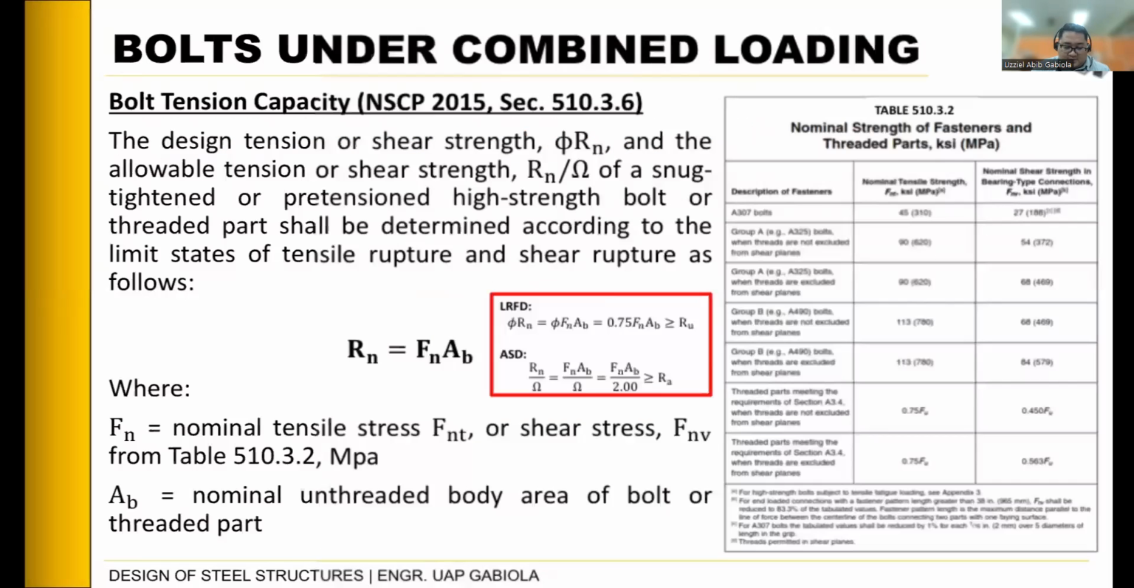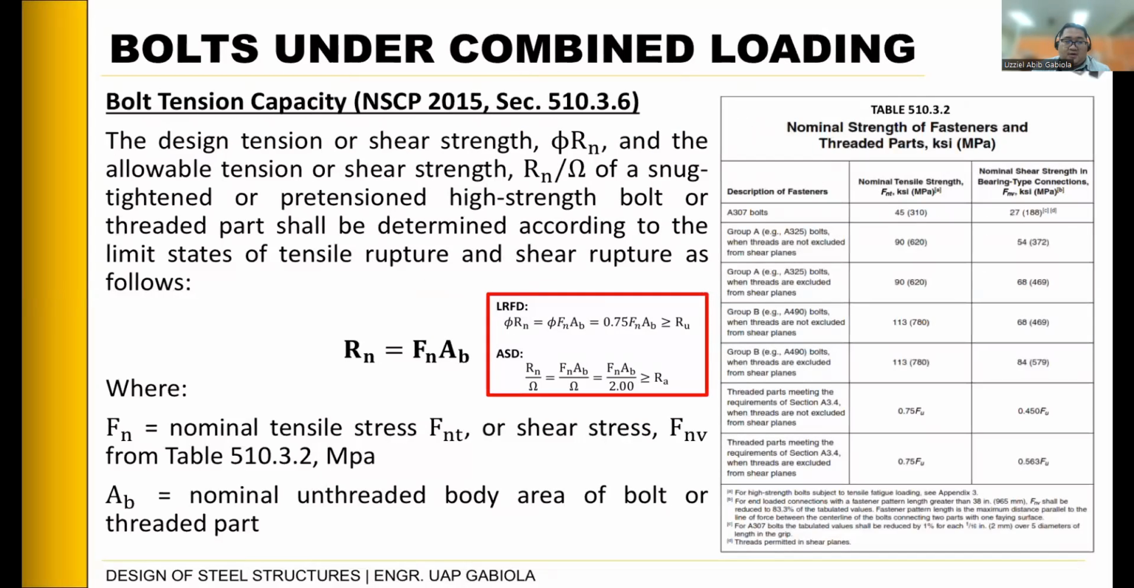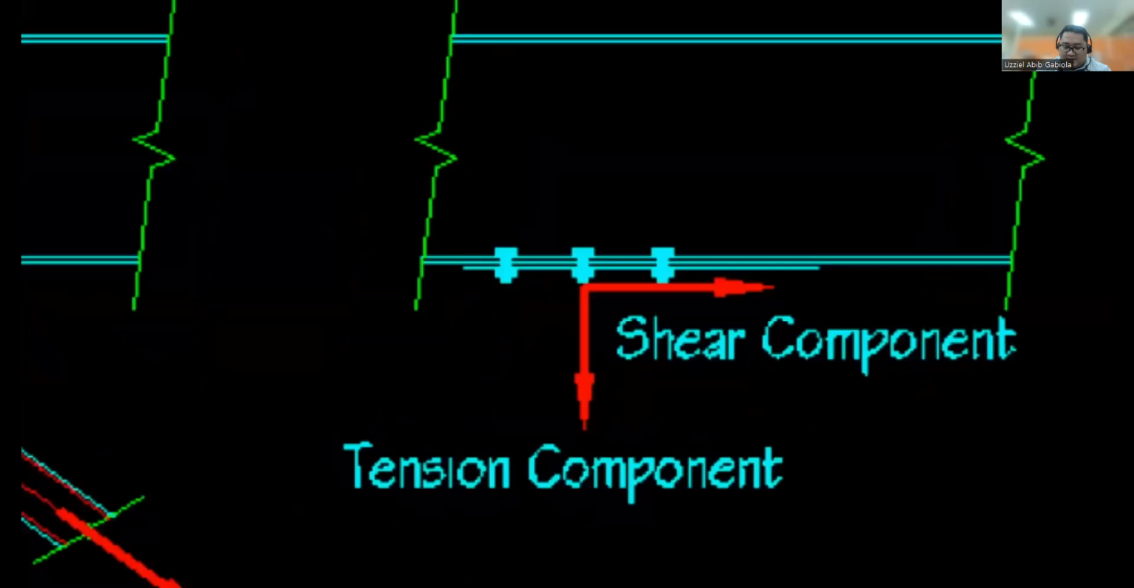Okay? Since we are talking about two types of loading, which are tension and shear, we go back to what we have studied before. Before, we had bolt shear capacity. For bolt shear, we get the details of the bolt and our connection, and then go to Table 7-1. For bolt tension capacity, how do we get tension? It means our bolt is being pulled.